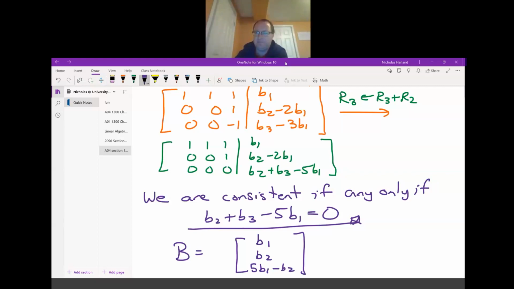All right, where did I get B2 plus B3 minus 5B1? I got it right from here. So we would need the left and the right-hand side of that last equation. The left-hand side is 0, so the right-hand side would be 0. How did I get what matrix? The original augmented matrix? Oh, I just added row 2 to row 3.